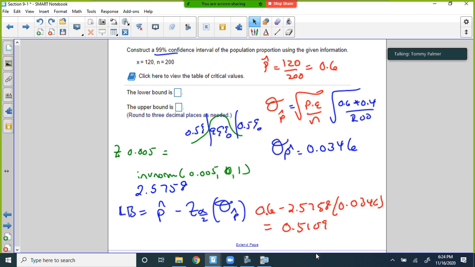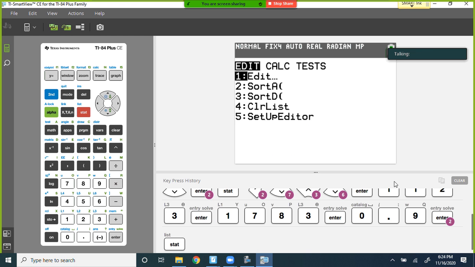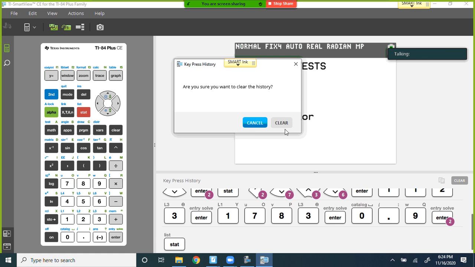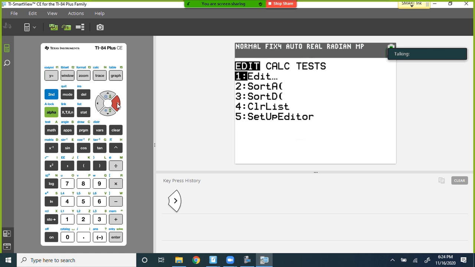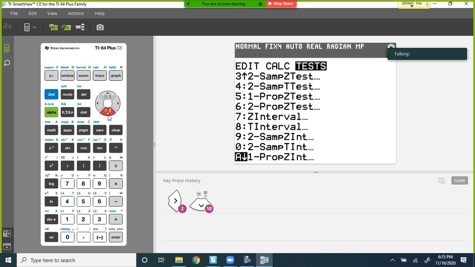Well, we got a 120, right? It's 120 and 200, right? And a 99, right? So let's go over here. Let's go stat. Let me hit clear real quick. Boom. Stat test. And then we're going down to which number? A. 1 proportional Z interval, right? We're going to hit enter.